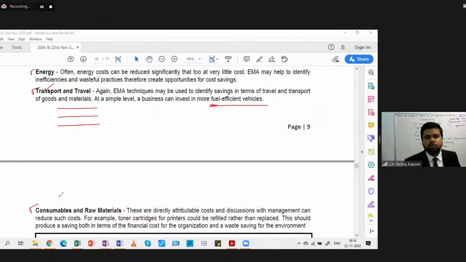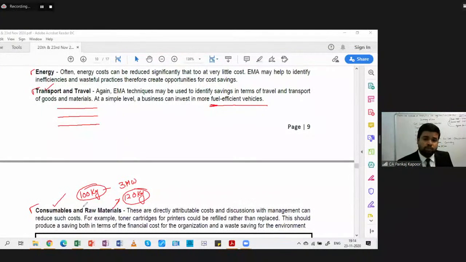Okay, moving further, the consumables and the raw material. We took this example many times, that instead of using 100 kg of coal to produce 3 megawatts, you use 120 kg. It means your input output ratio is not good. You need to work on your input output ratio. Now, what is a consumable apart from the raw material? This is the story about the raw material, but we need to consider the consumables as well.